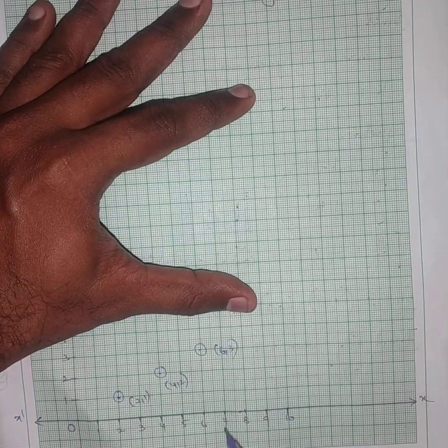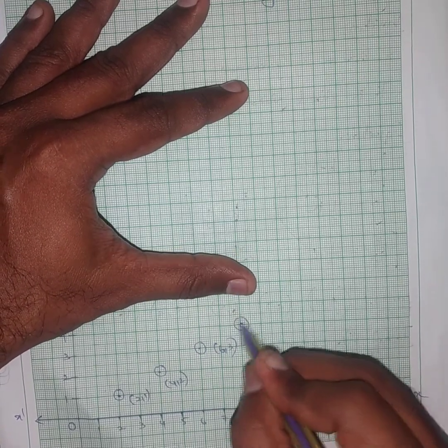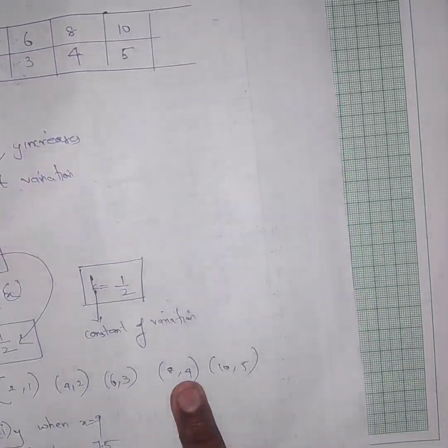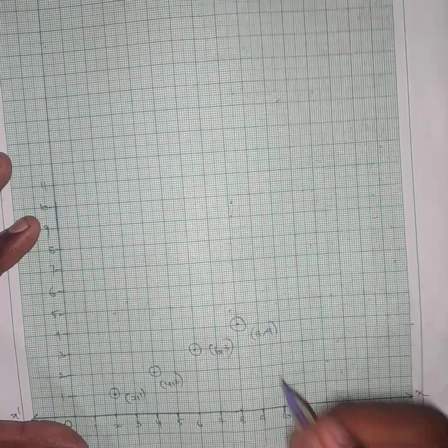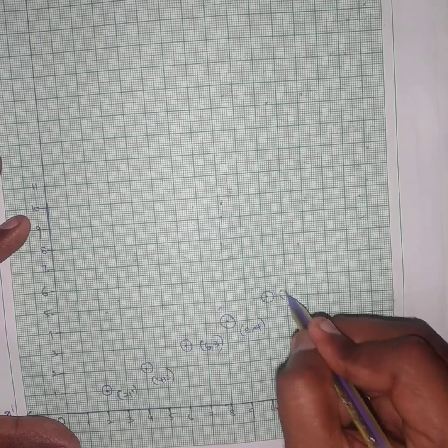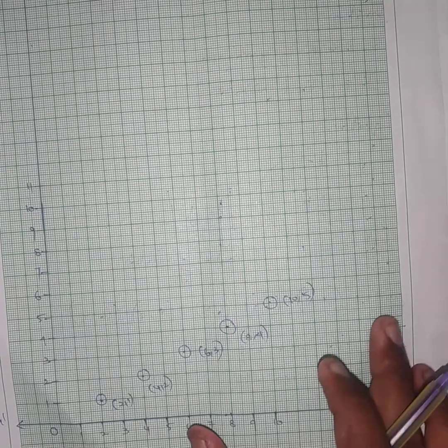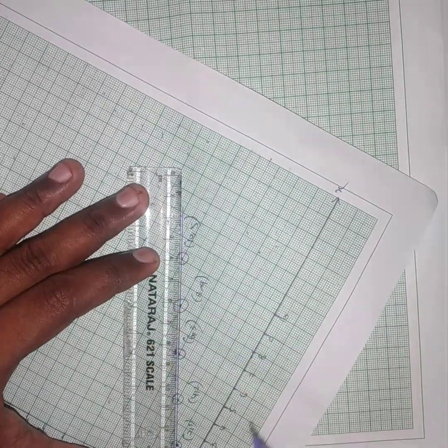6, 3. After 8, 4, I think so. We will check, no problem. 8, 4 only. 8, 4, 10, 5. This is 10, 5. So now join this line. I have joined this line.